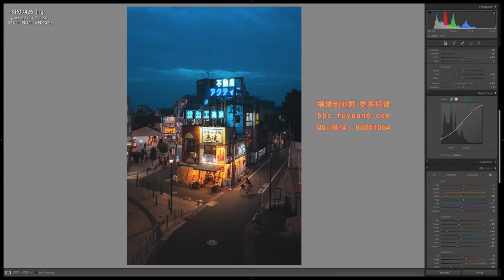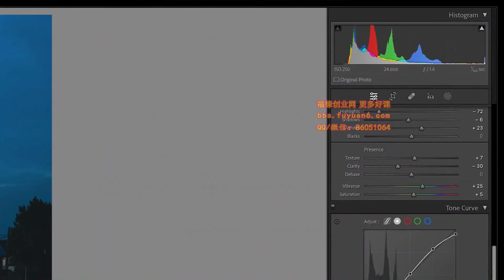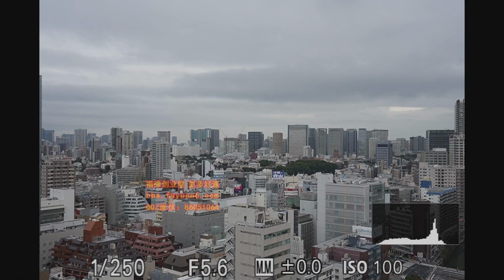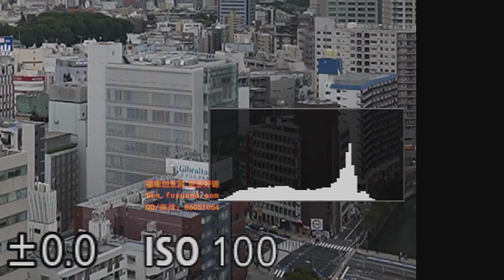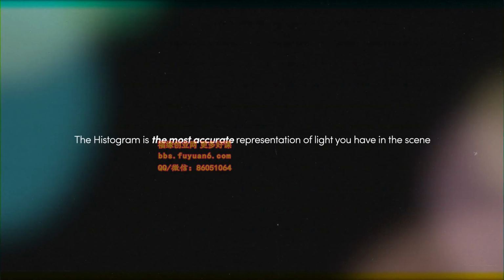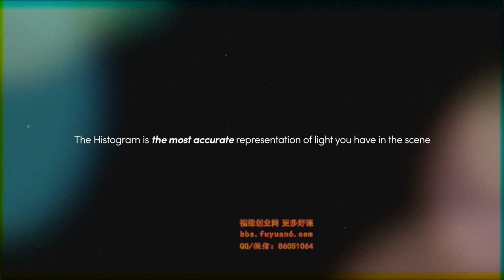And in the graph, on the left side, it refers to the amount of dark areas you have in your image, and on the right side, it refers to the amount of highlights you have in your image. The higher the peaks, the more information that image has in those regions. Now, I stress learning about and getting used to the histogram because it is the most accurate representation of the amount of light in your composition.